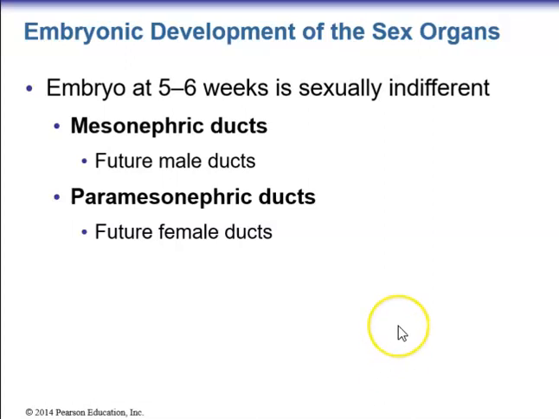So really quick on embryonic development of the sex organs. At 5 to 6 weeks, the embryo is sexually indifferent, meaning we do not know the sex of the embryo just yet. We have different ducts that will determine whether the embryo becomes male or female. There are mesonephric ducts, which become the future male ducts, and the paramesonephric ducts, which will become the future female ducts. And depending on the hormones that are involved, one duct will end up developing more than the other.